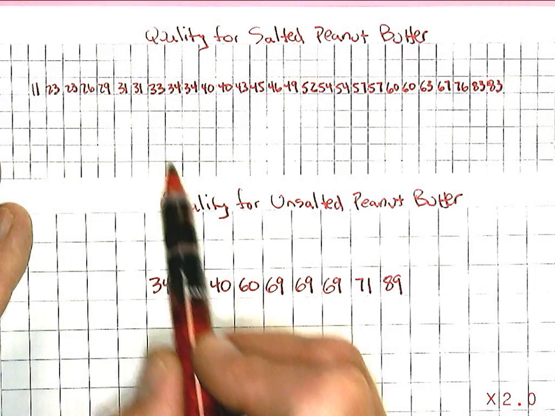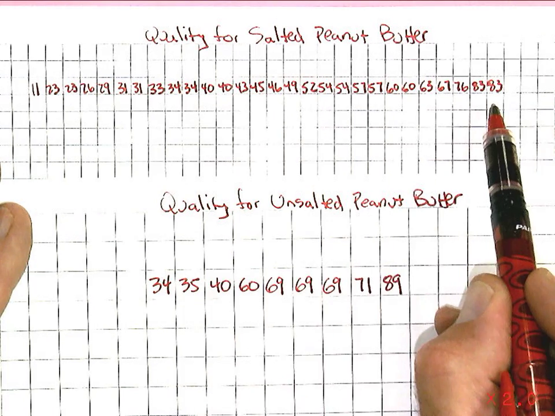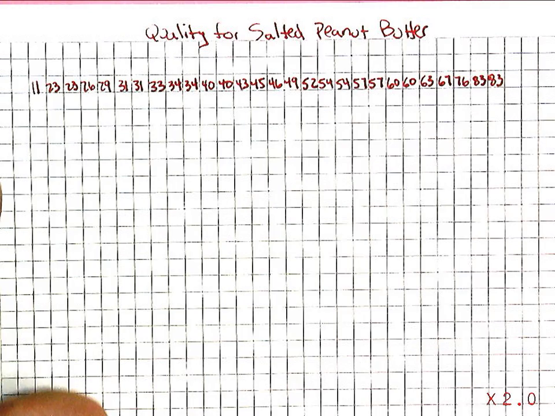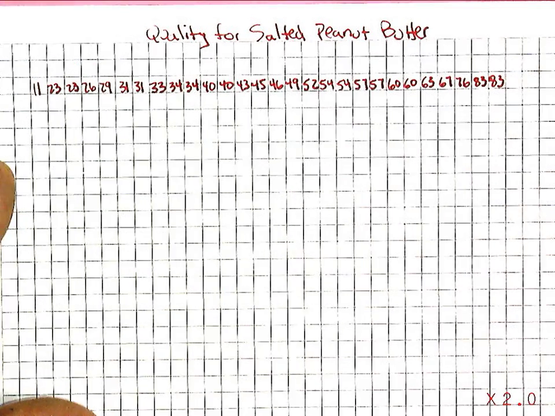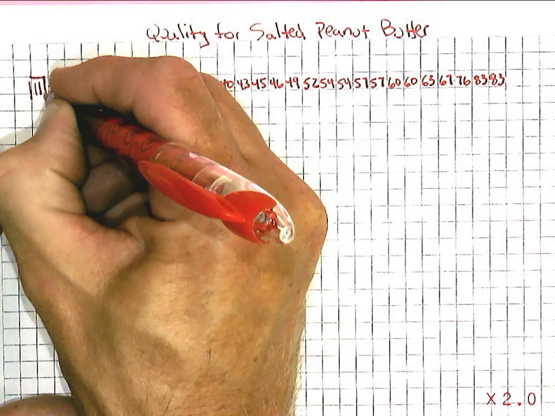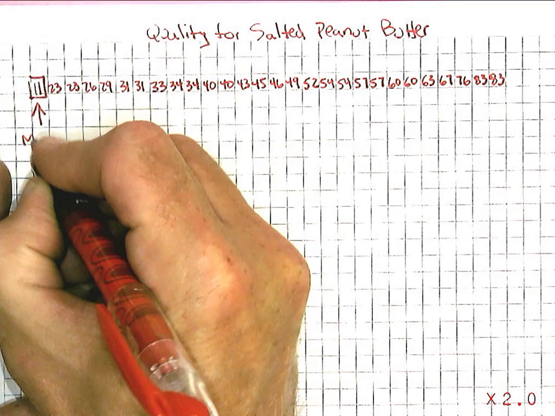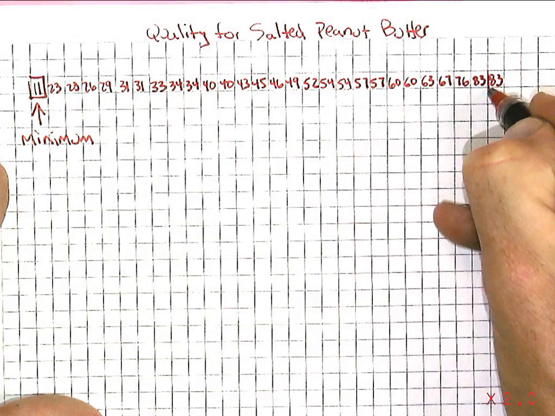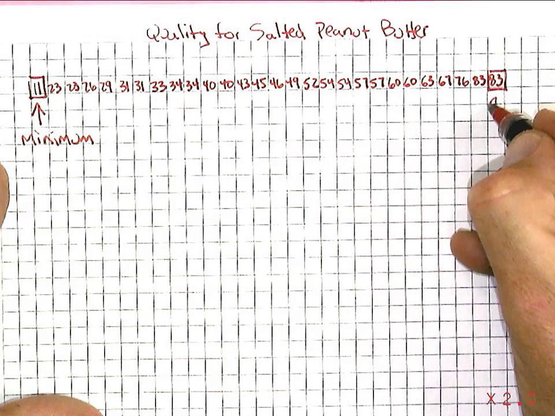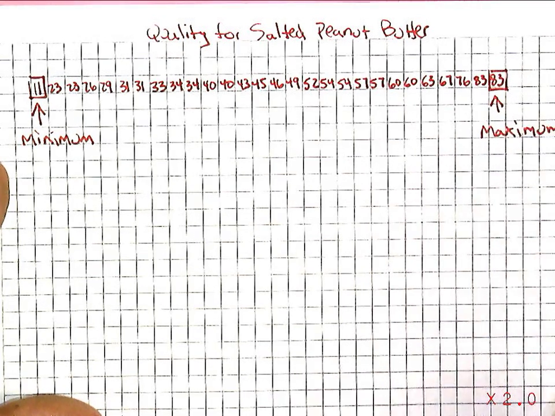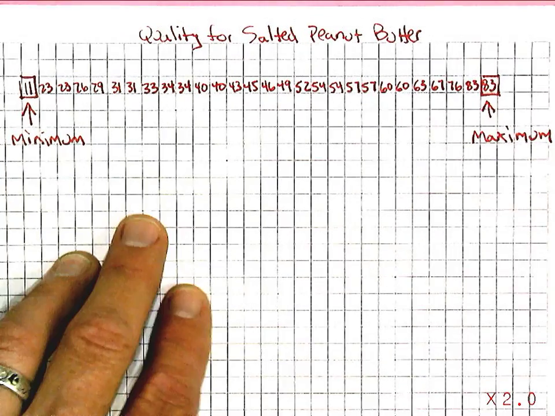And so what I want to do now with these numbers is what I've done before, is come up with a 5-number summary. So I'm going to start with the unsalted peanut butter, and it's pretty simple to start with a minimum. There's my minimum and my maximum. And so now I want to try to find the middle.